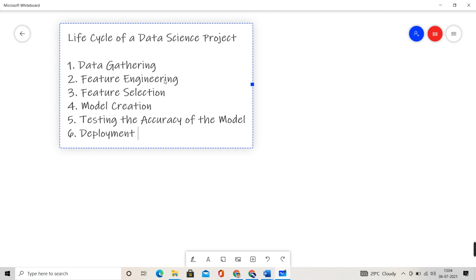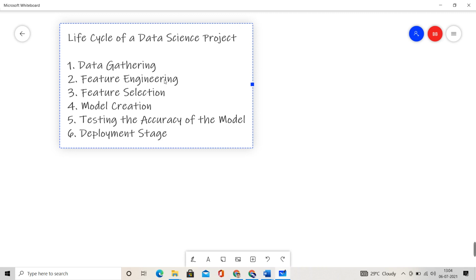So here we actually send this model for deployment, that means for production. Now here there are different platforms through which we can deploy. So we have Amazon Web Services, we have Azure, we have Flask. So there are different ways how we go for this deployment.